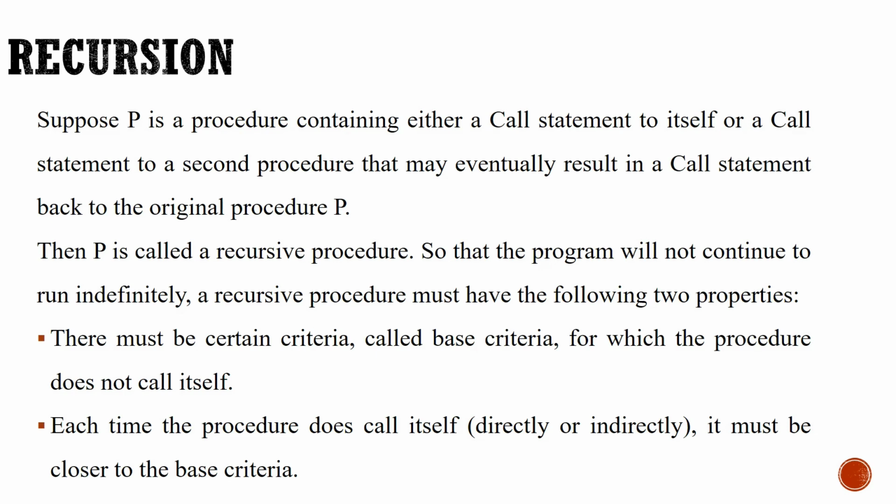Let us assume that we have a function called ABC. ABC is a user-defined function in the C program. If that function ABC contains one more call to the function ABC, that is, the function is calling itself, then we call it a direct recursion.